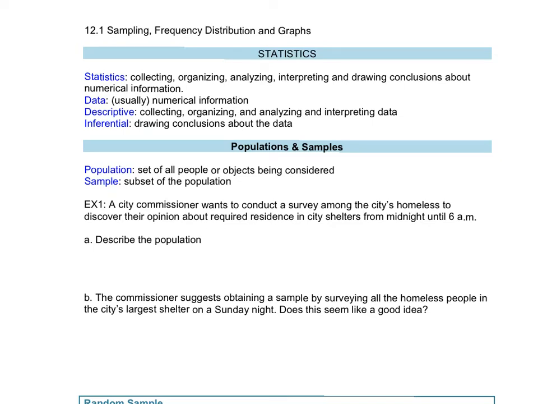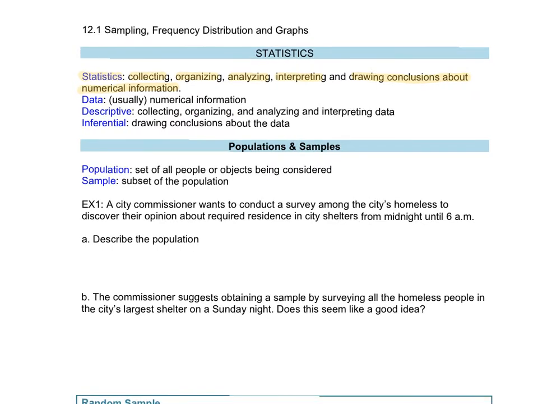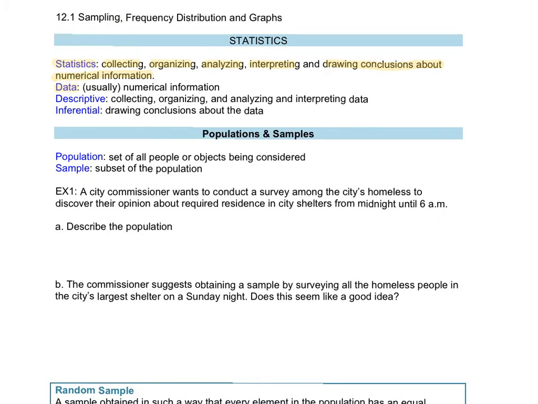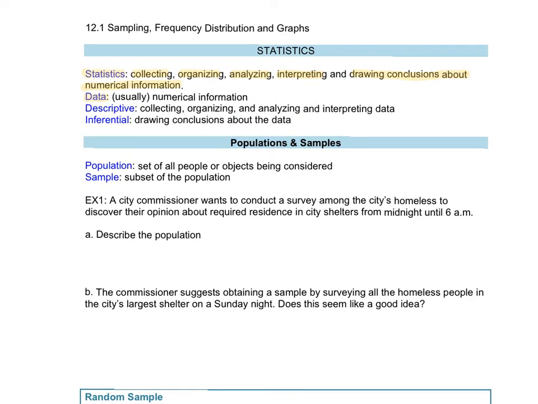In Chapter 12, we will be looking at statistics. If you're not familiar with statistics, statistics is the act of collecting, organizing, analyzing, interpreting, and drawing conclusions about numerical information. And that numerical information, and it's usually numerical information, is what we call data or datum. Either way is correct. For our purposes, all the data that we'll be collecting will be numbers.